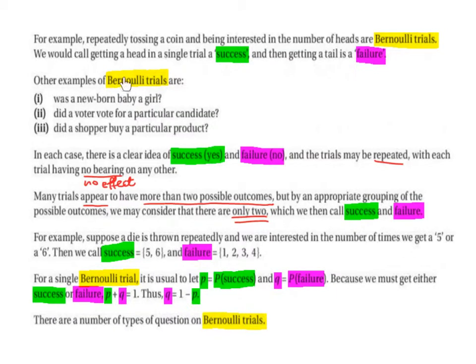However, other examples of Bernoulli trials are: was a newborn baby a girl? So the success is she's a girl. The failure is it's a boy. Did a voter vote for a particular candidate? So the success is yes, they did. The failure is no, they didn't. Did a shopper buy a particular product? The success is yes, they bought it. The failure is no, they didn't buy it. In each case, there is a clear idea of success, yes, and failure, no. And the trials may be repeated, with each trial having no bearing or no effect on any other.